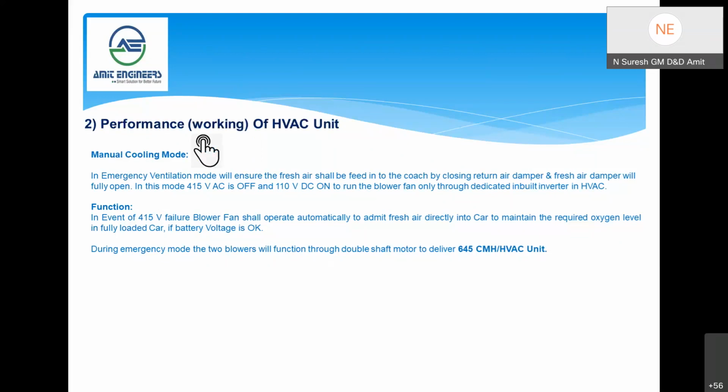In case of controller failure, for the manual cooling mode, there is one option in the switchboard cabinet. There is a rotary switch which can be put into manual mode so that the unit will run in the cooling mode.